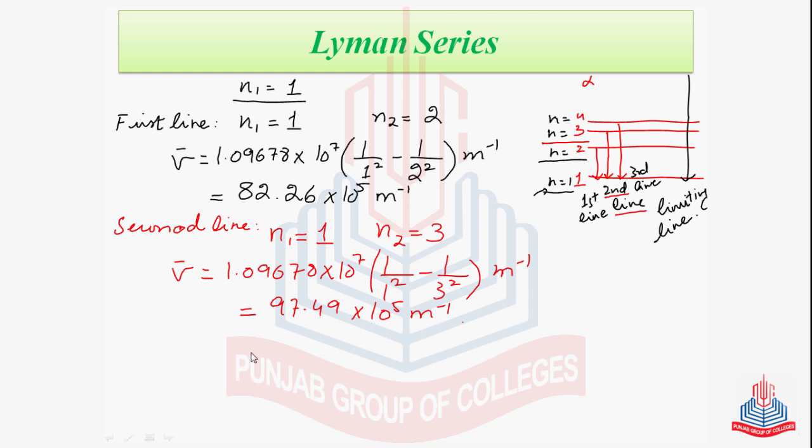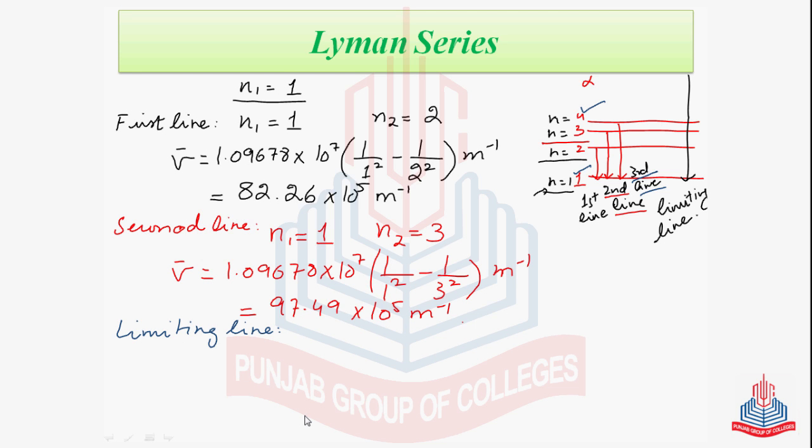In the same way, we can do the calculation for the third line. Third line में क्या होगा? N1 will be 1, whereas N2 will be equal to 4. Let's do the important calculation, that is the calculation of wave number for the limiting line.